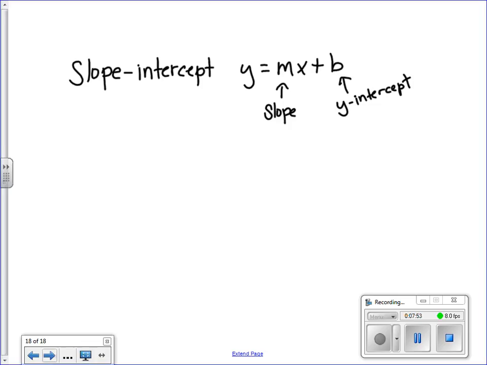And then the other one is point-slope form. Point-slope form is pretty useful. If you have a point and a slope, it's really useful. Alright, I'll write it down and we'll talk about it.